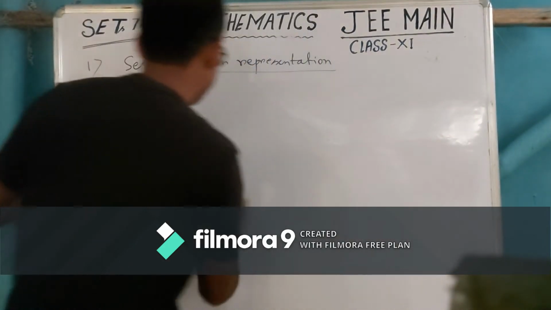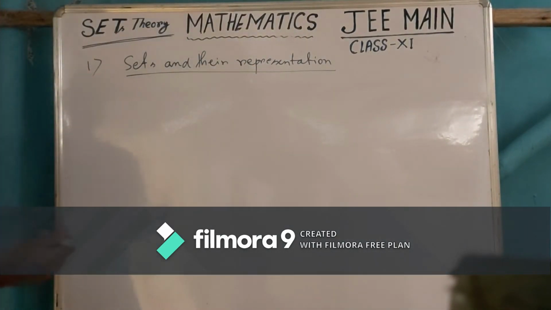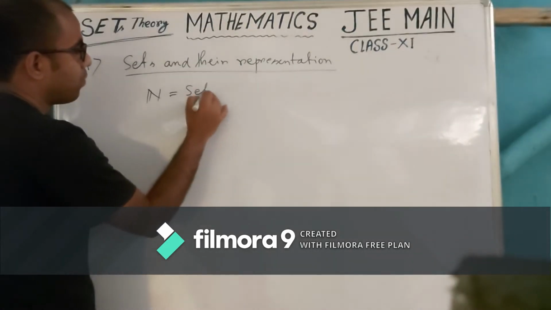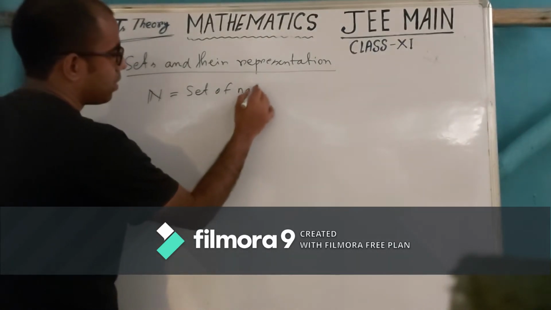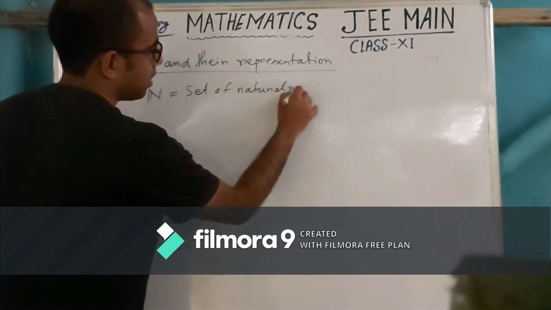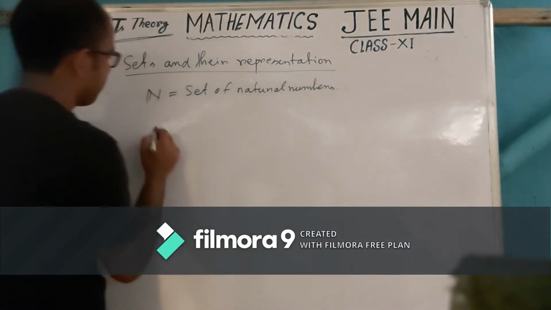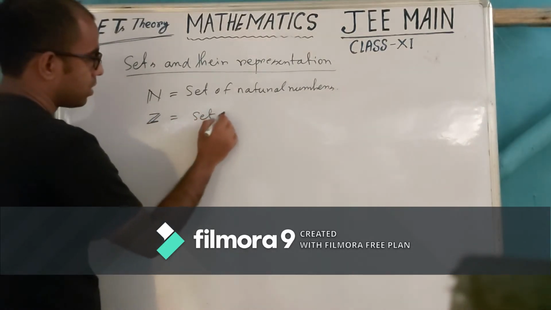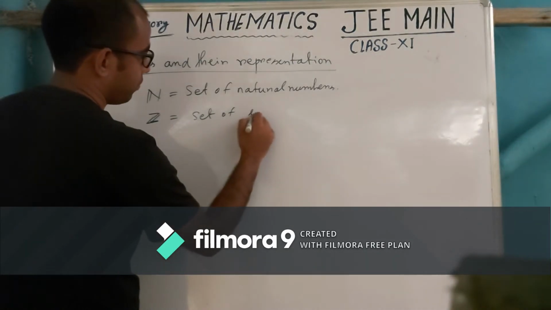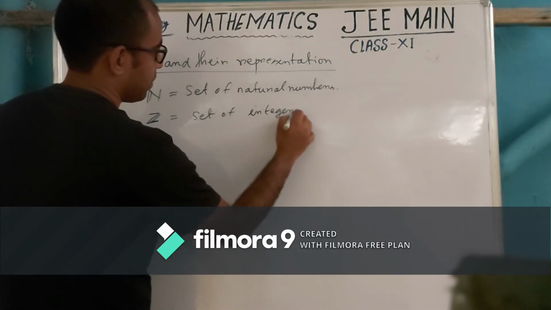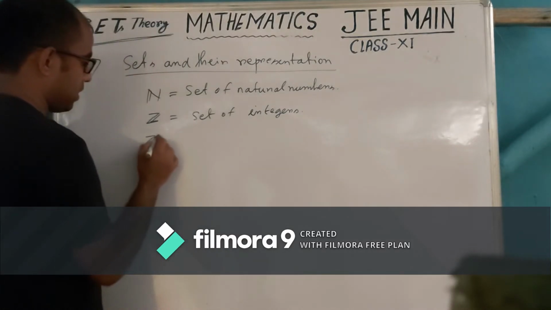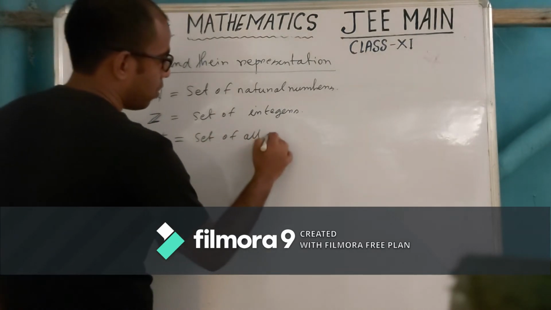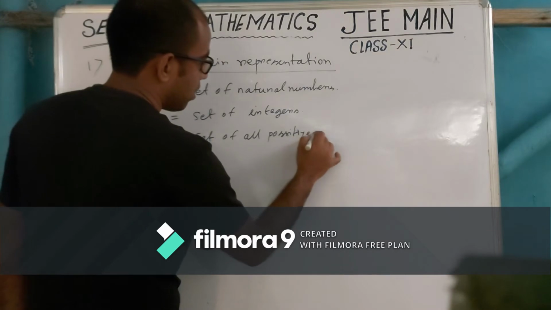Next, such important sets are N. This is a set of natural numbers. Z is the set of integers. Z positive is the set of all positive integers.